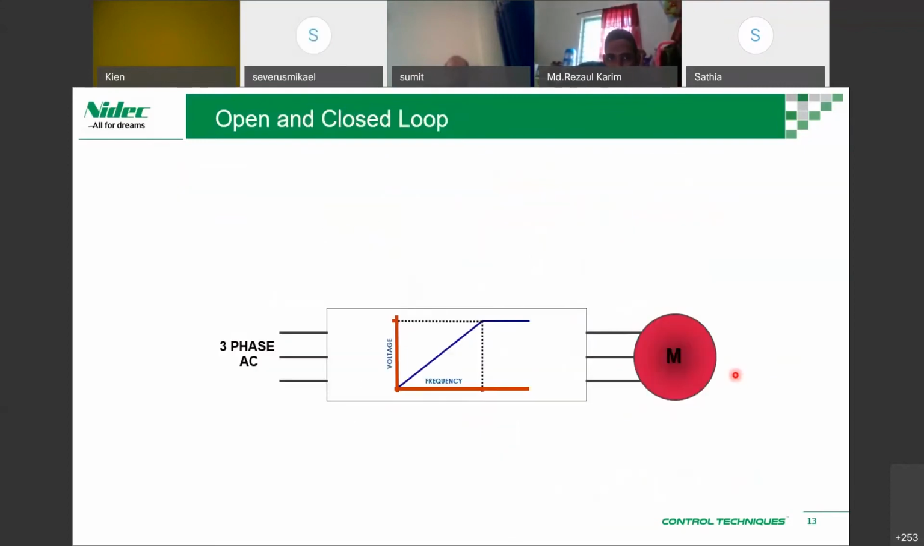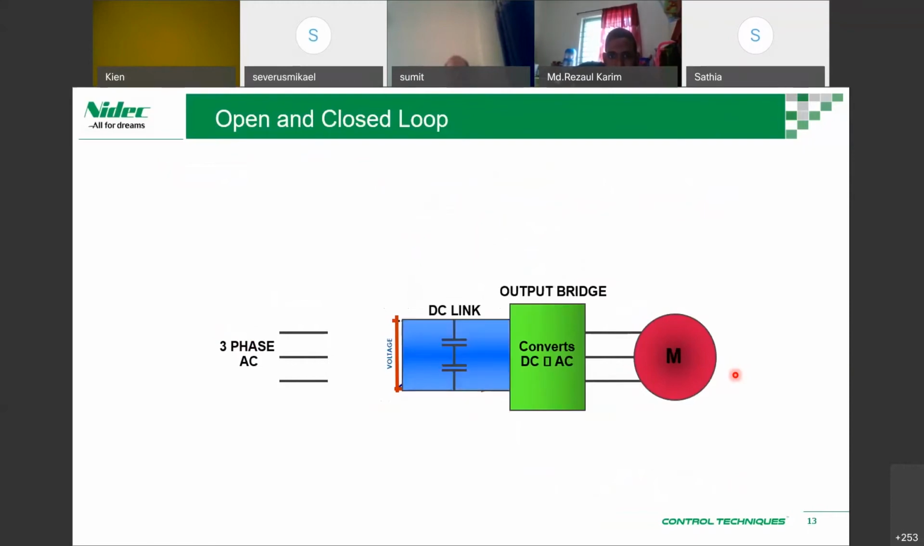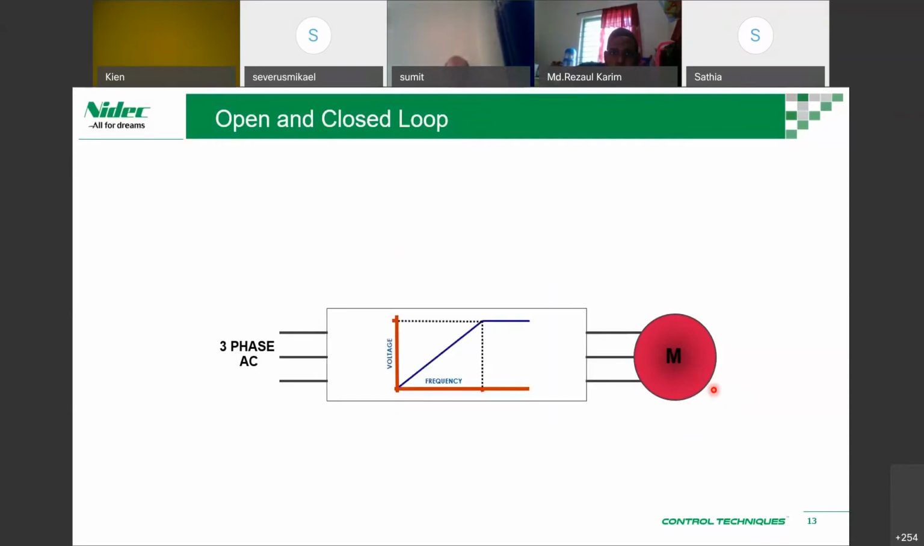Okay, so we run through a few open loop and closed loop conditions. So this is what we had. We apply voltage, the frequency increases. So as the voltage increases, our frequency would increase.